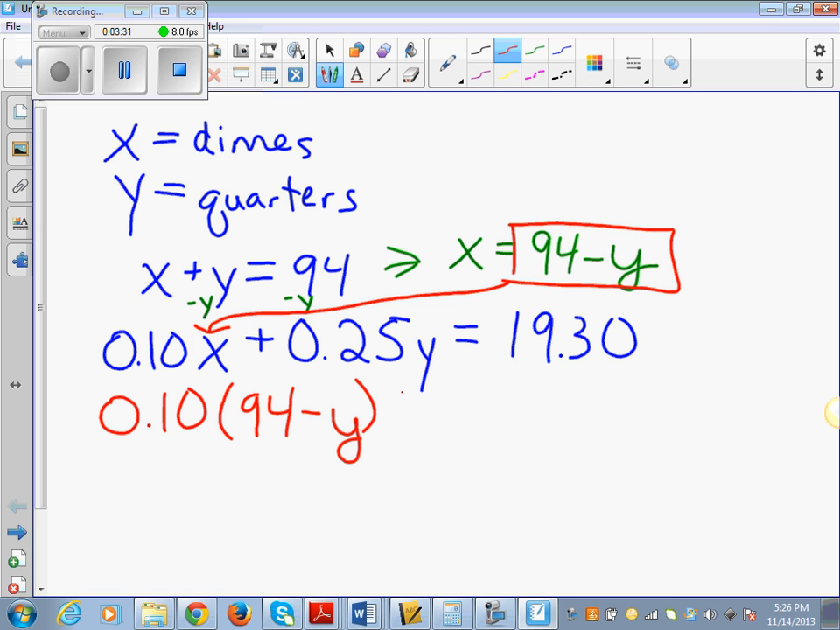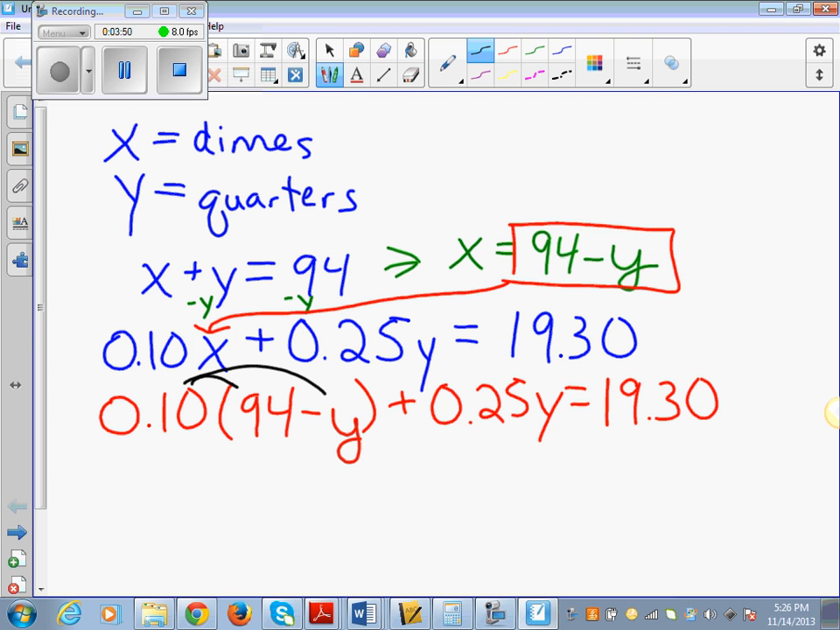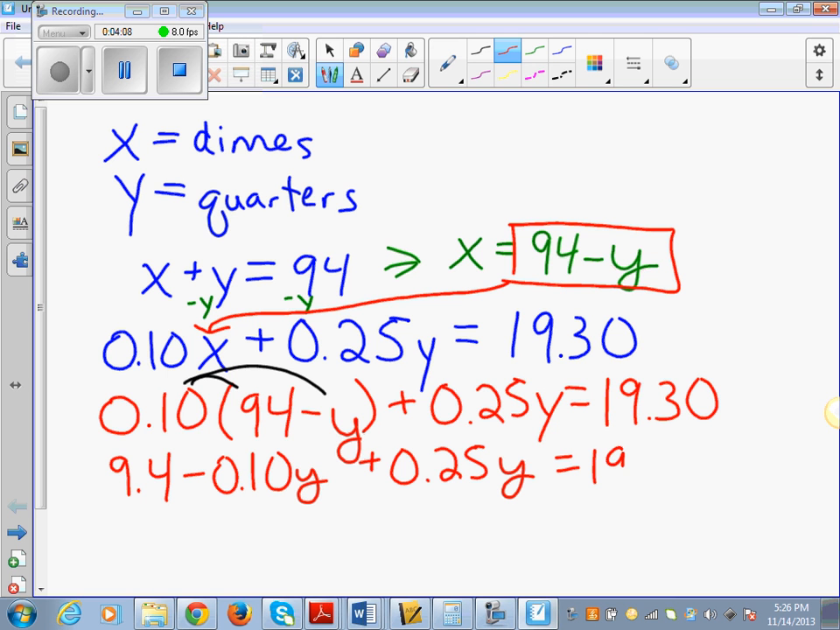And we have to finish up the rest of our equation. We have plus 0.25y equals $19.30. So we need to distribute over here. We're distributing 0.1 times 94 and times negative y. So that is going to give us 9.4 minus 0.10y plus 0.25y is equal to 19.3.